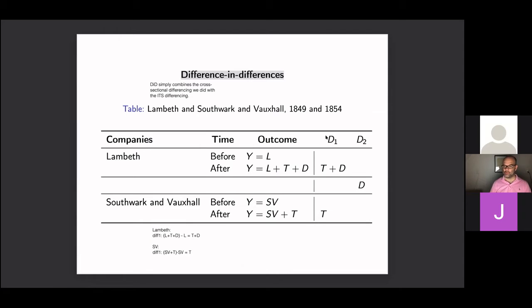Okay, so you can see right here, this is the first difference. And then we do the second difference. We go diff 1 Lambeth minus diff 1 Suffolk and Vauxhall. So that becomes T plus D minus T, we get D. The second difference identifies ATT if T is the same for both groups. Okay? If T is the same for both groups. Very, very simple method. But not as simple as we thought. All right? So that's what we're going to talk about today.